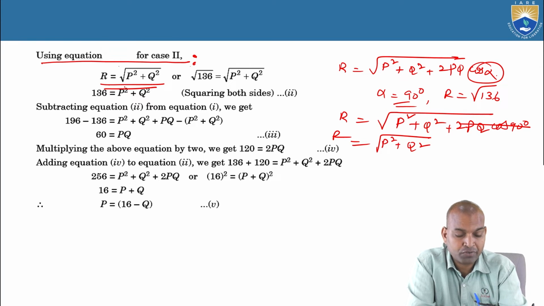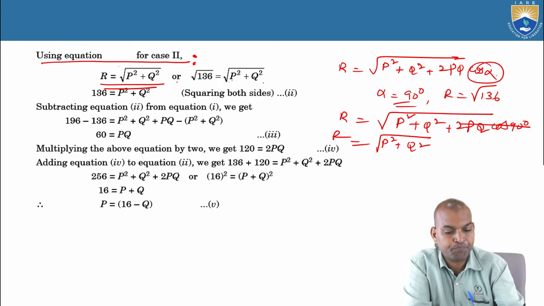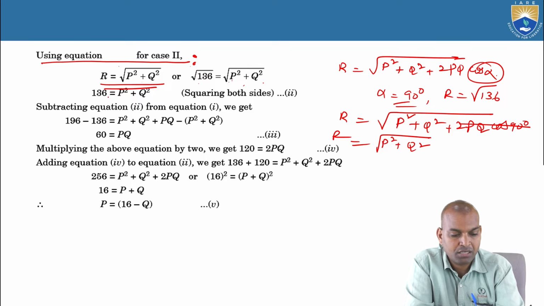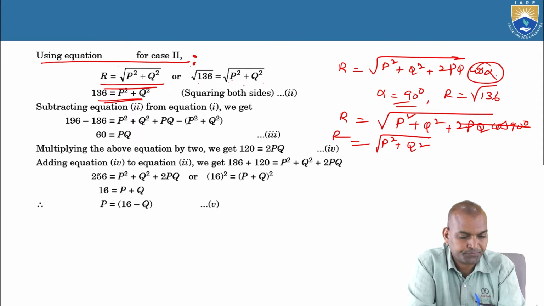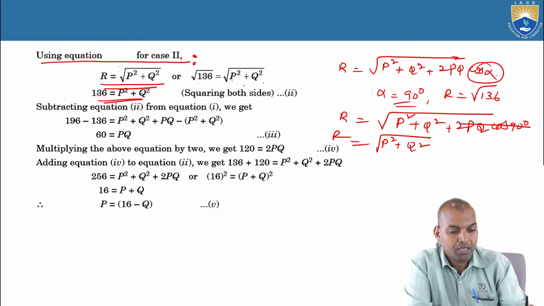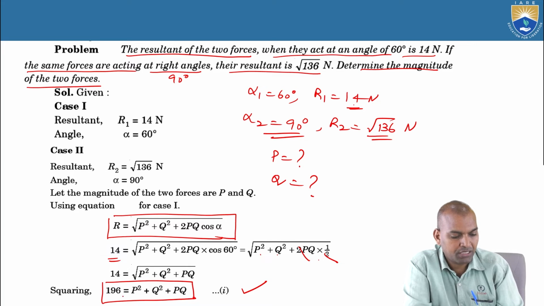So R equals the square root of p square plus q square, and R equals the square root of 136. Squaring both sides, 136 equals p square plus q square. Now we know equation 1. What is equation 1? Equation 1 is 196 equals p square plus q square plus pq.